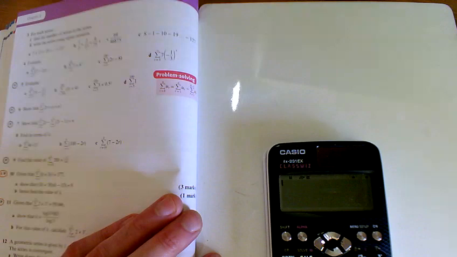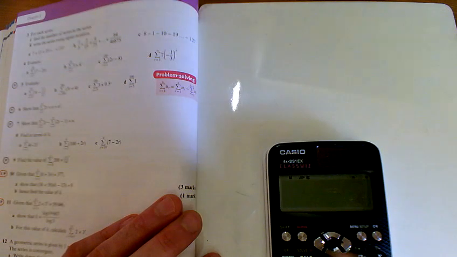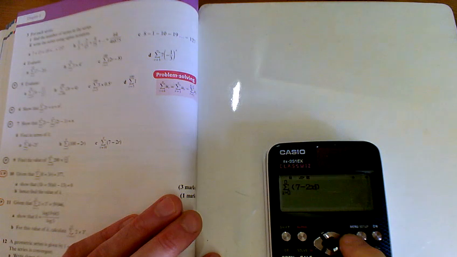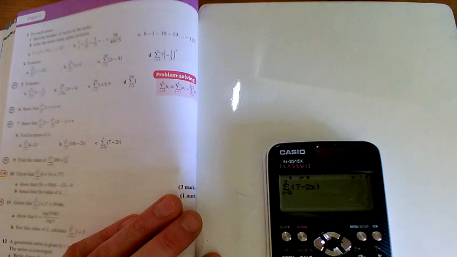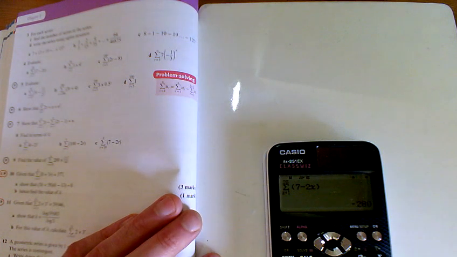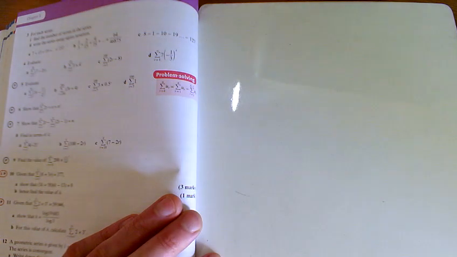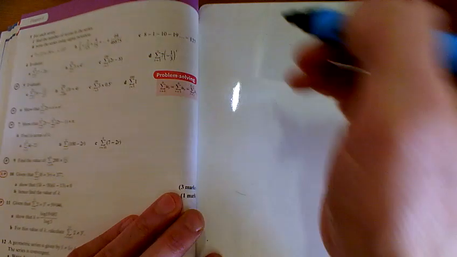Question 4, in the way it's written, there's absolutely nothing stopping you getting your calculator, putting a summation button in, 7 take away 2x from 1 to 20. And so the answer is minus 280. But what if the question instead said, show that this sum is minus 280? Then you couldn't use the calculator to do it. So for the rest of them, I'm going to assume that it says show that.